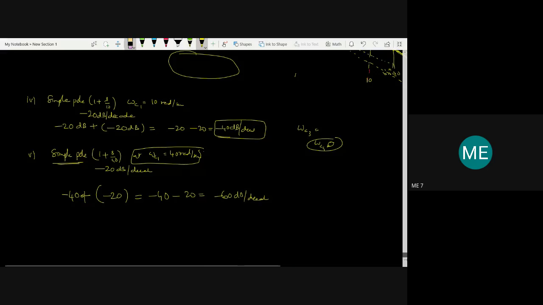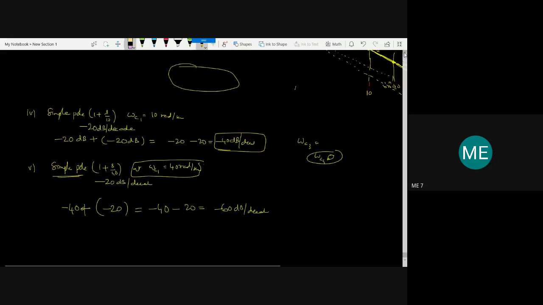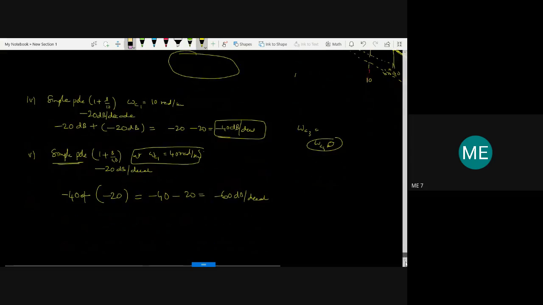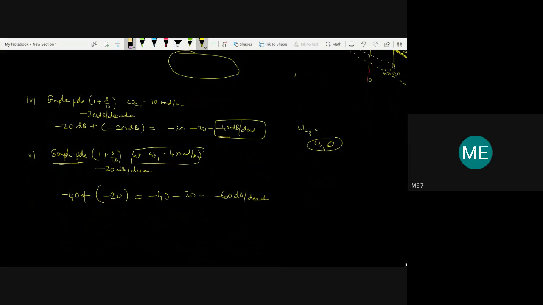Now you got how this can be drawn. Now we'll go with how to construct this phase angle plot. Up to this is the magnitude plot, then we have to go for the phase angle plot.